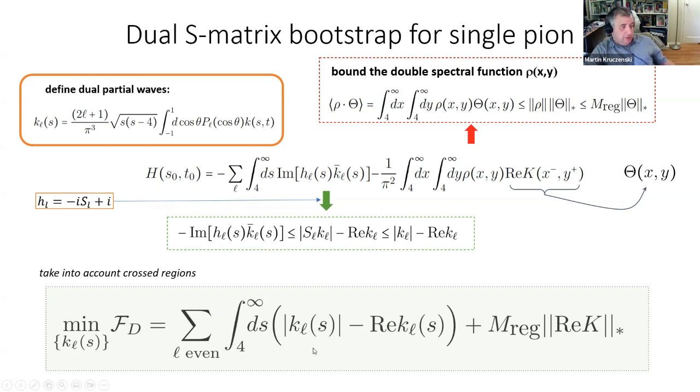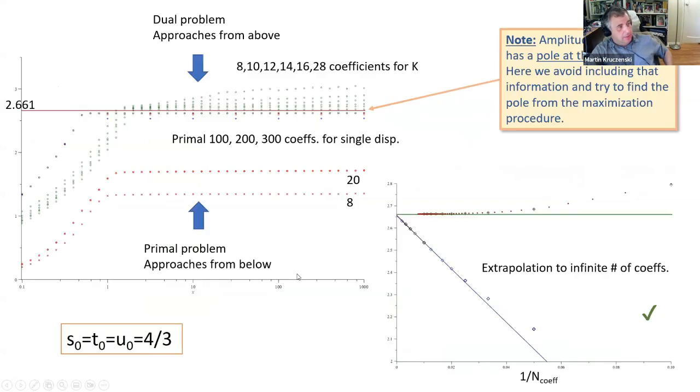we get this functional, in terms of the dual partial waves. Once we find the dual partial waves, minimizing this, we can compute the actual partial waves, the HL, and they should satisfy crossing. But the dual partial waves do not satisfy anything. So that's interesting. And by using that method, we can find, for example, the maximum value that the amplitude can have at the symmetric point.